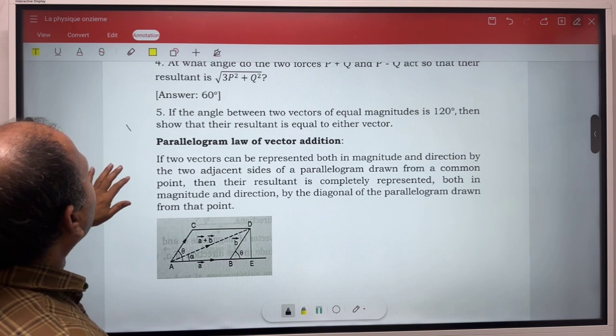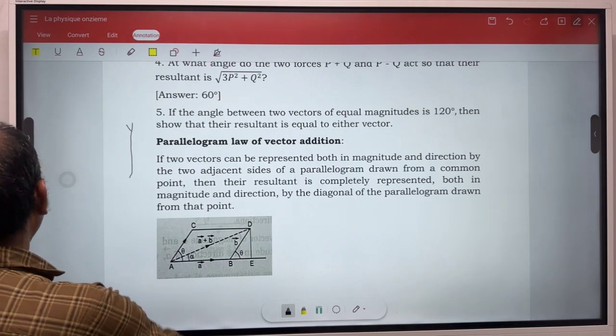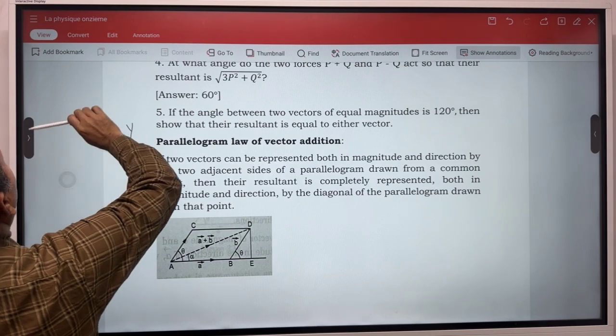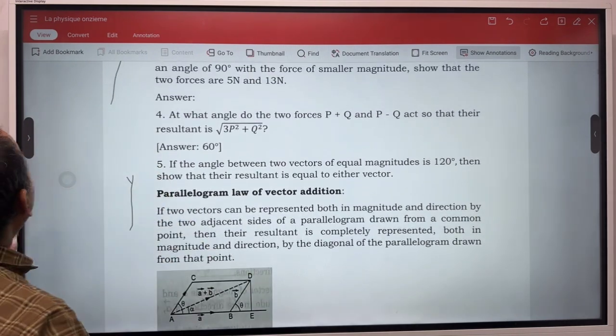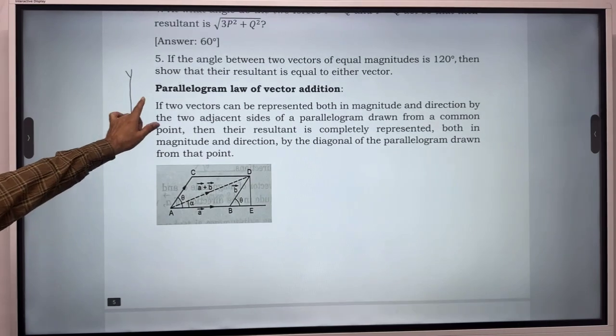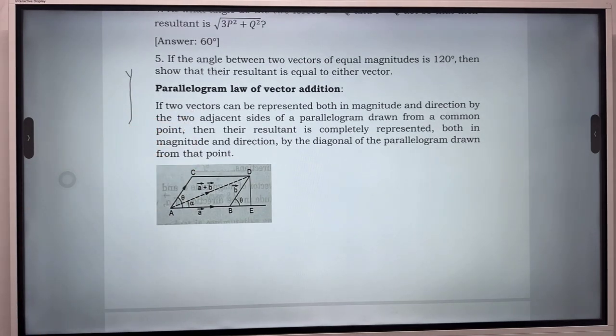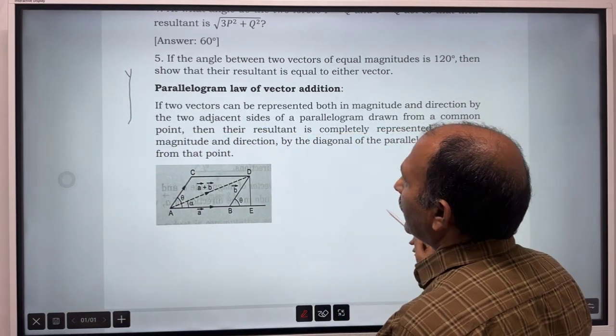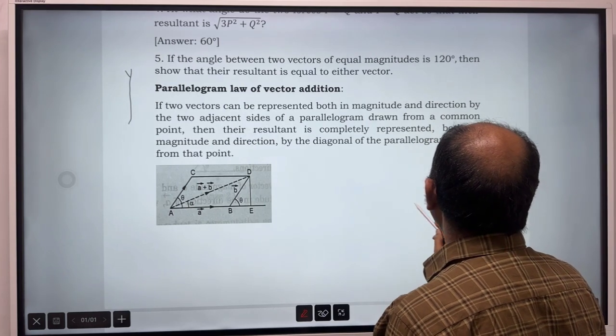Now we are going to see another vector. Here we are going to make use of the parallelogram law of vector addition. We have studied the triangle law. If you remember, I am making you recall the triangle law of vector addition.